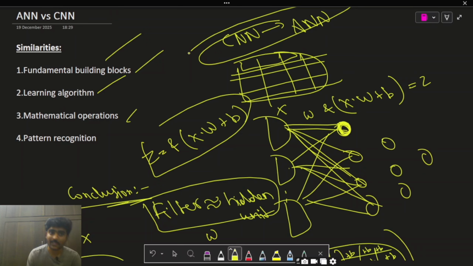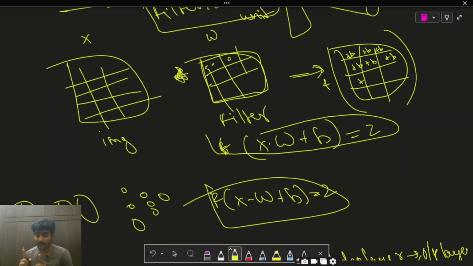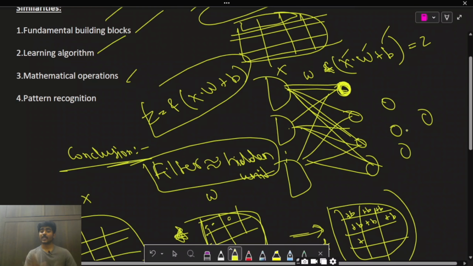Next, mathematical operations. When it comes to mathematical operations, you see that I'm multiplying the input with the weight matrix, then I'm adding bias, and then I'm applying an activation function to the overall result. Now when it comes to a convolution neural network, I'm doing the same. I'm taking the input matrix and multiplying with the weight matrix, then adding bias, and on top of it I'm applying an activation function to generate my final feature map. So the entire mathematical operations in both the architectures are the same.